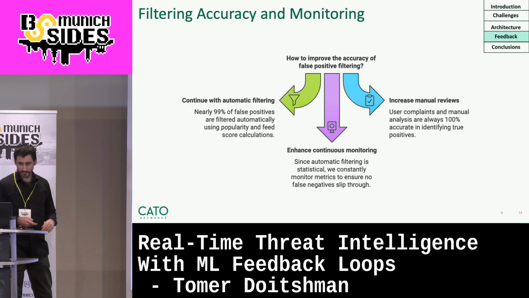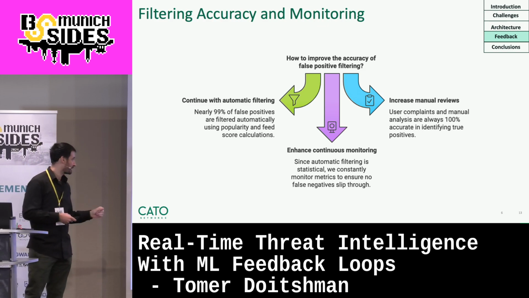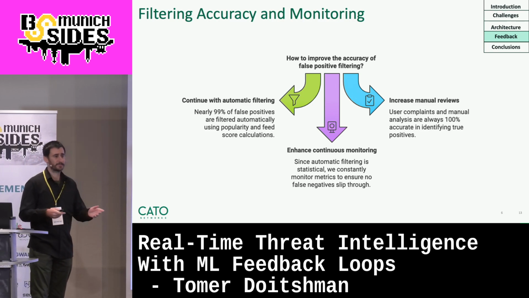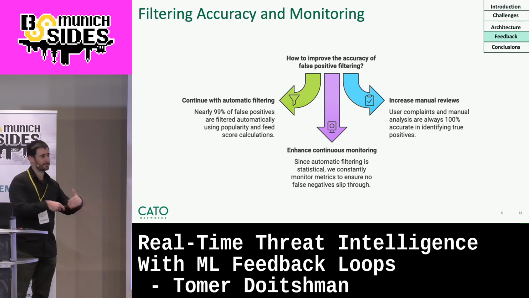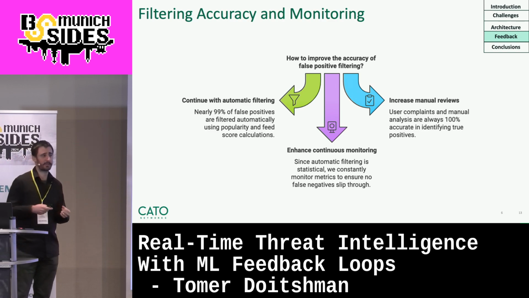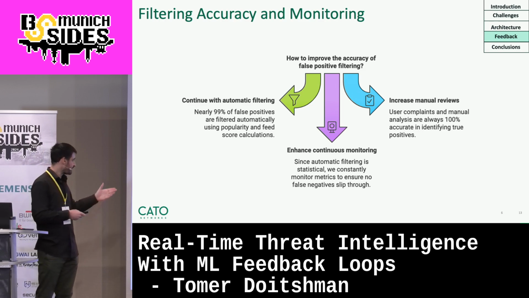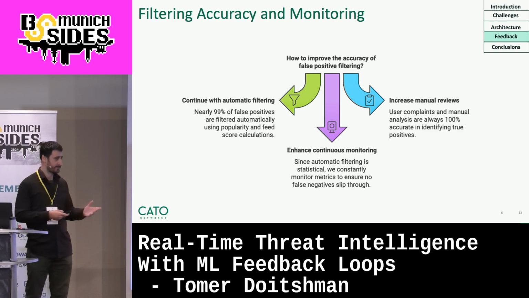Next, we are going to talk about 3 things from our experience, several conclusions we got during the process once we had that threat intelligence system. The first one: always use automatic filtering. We built that system. This system filters out every day millions of IOCs which it finds as false positives. So 99% of the false positives are filtered by this automatic mechanism, so it's great.